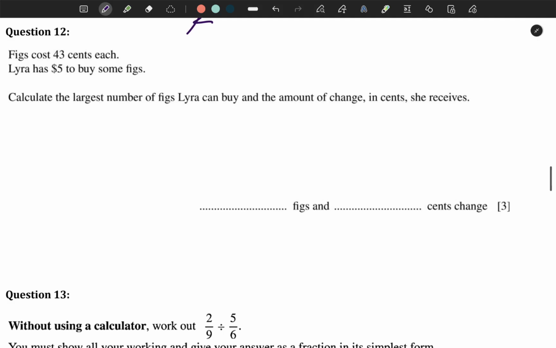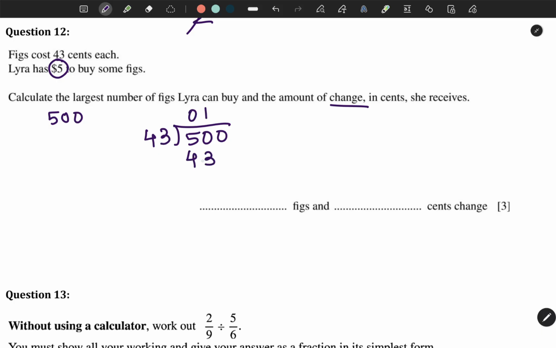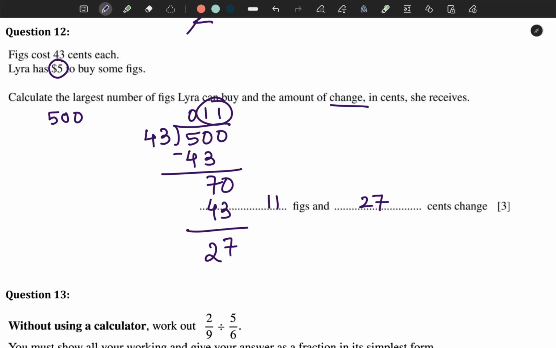Figs cost 43 cents each. Lyra has $5 to buy some figs. We have to find out the largest number of figs Lyra can buy and the amount of change that she can receive in cents. $5 is going to be 500 cents. So let's just divide this by the number 43 because that's the cost of one fig. We would get this division as 11 and we would be left with 27 cents. So there would be a total of 11 figs that she can buy and she would get 27 cents change. Practice this division too, which is a long division that you have studied in your lower grades.